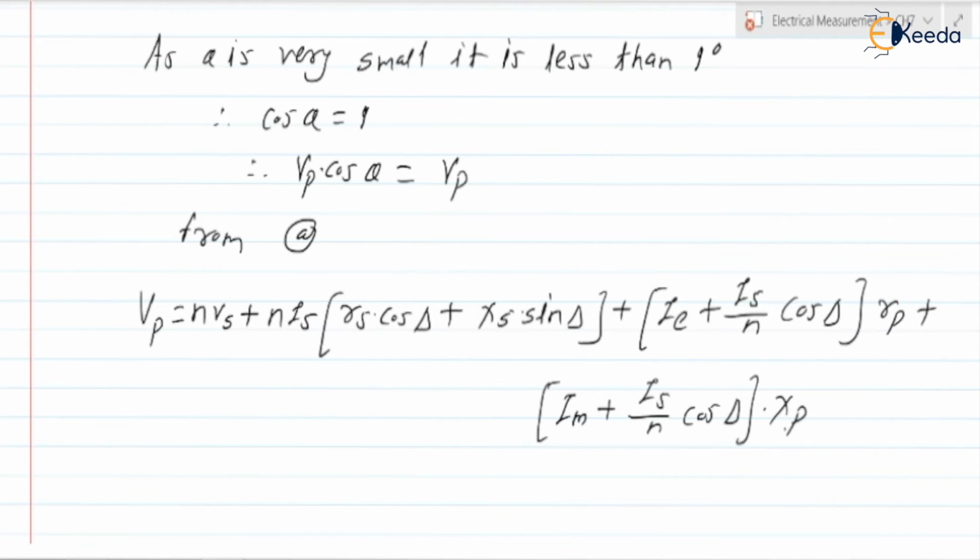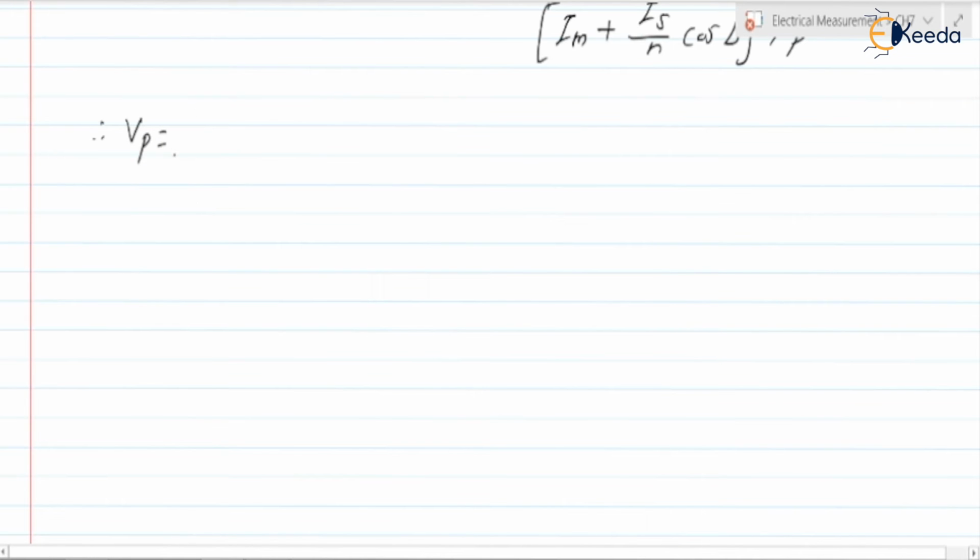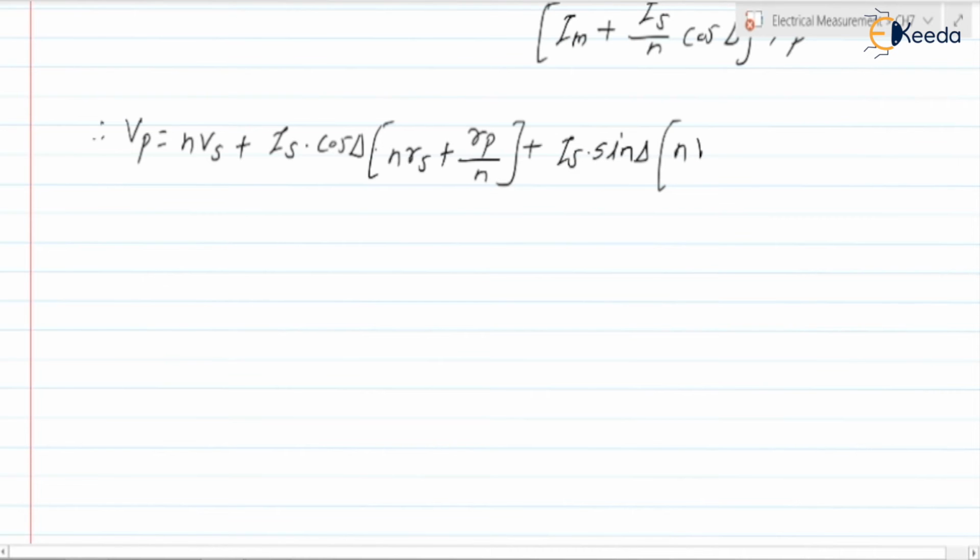Now further we can write, Vp on the left hand side is equal to n into Vs plus Is into cos delta into (n into Rs plus Rp by n), plus Is into sin delta into (n into Xs plus Xp by n), plus Ie into Rp plus Im into Xp. Consider this as equation b.